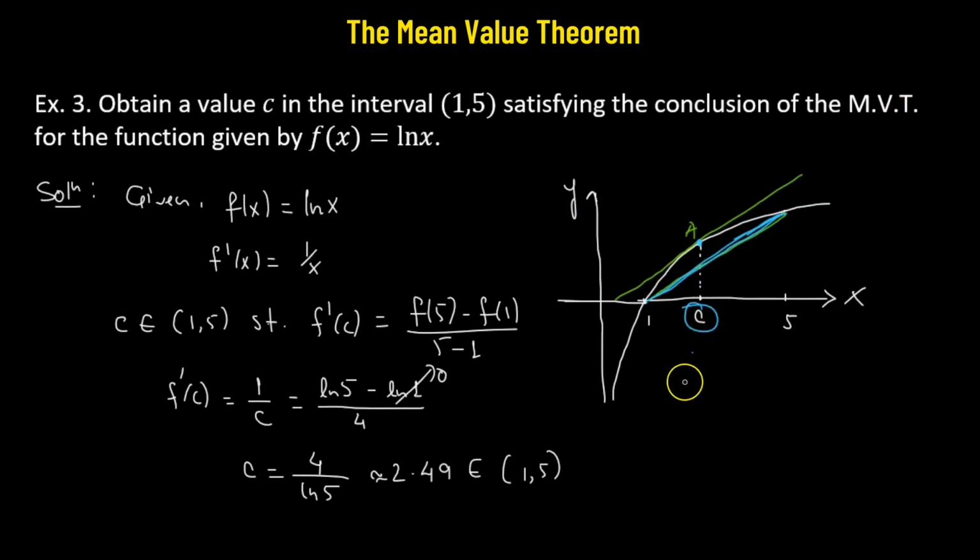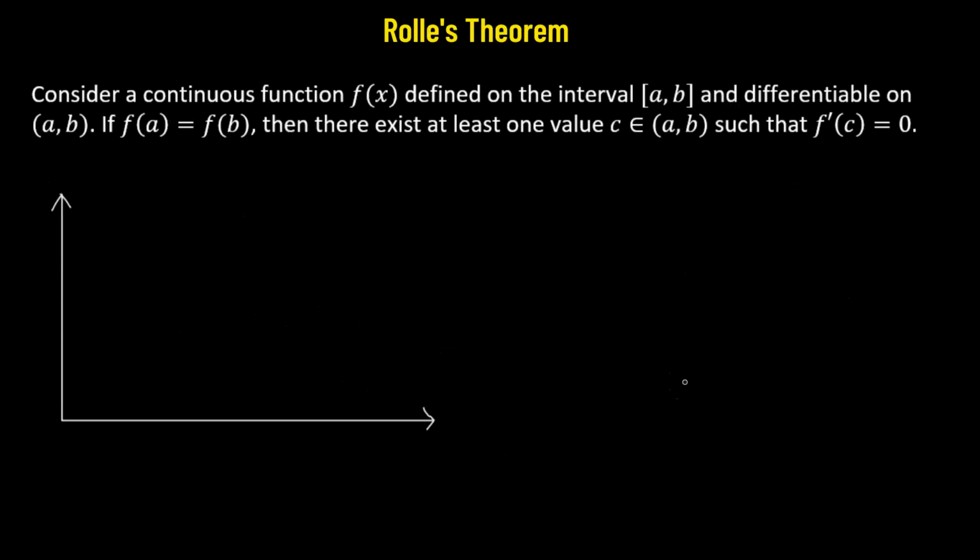Now we will talk about Rolle's theorem. Rolle's theorem is a very special case of the mean value theorem. So let's first read out the definition. Consider a continuous function f of x defined on the interval a and b and differentiable on a, b except at the endpoints. If the values of the function at the endpoints are equal, then there is going to be at least one value of c within that interval such that the slope of the tangent line to the curve calculated at that point c is 0.